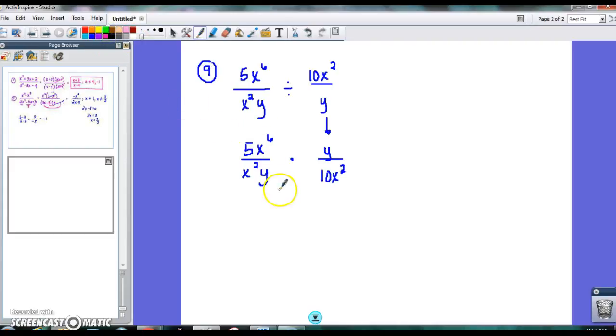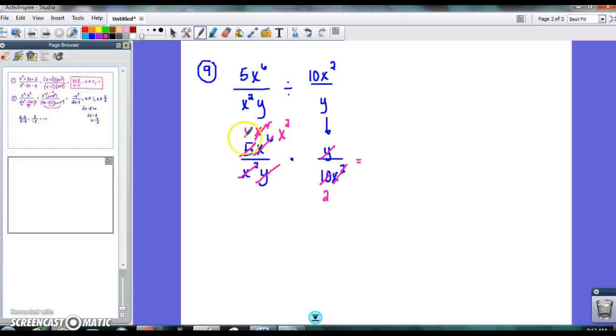Now remember, we can cancel diagonally or up and down, but we can't cancel things that are next to each other. But I have x to the 6th over x squared. So this becomes x to the 4th, right? Just subtract those exponents. Over here I have x squared, up here I have x to the 4th. So that cancels, and now I'm left with x squared up here. If I subtract the 4 and the 2, that gives me x squared. And then make sure you reduce your 5 and your 10.